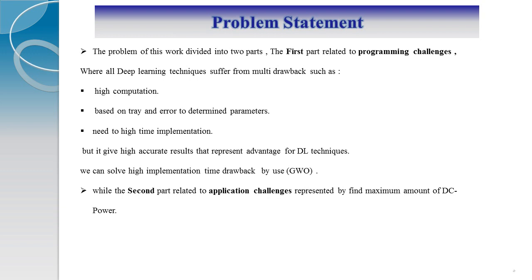Problem statements. The problem of this work is divided into two parts. The first part is related to the programming challenge, where all deep learning techniques suffer from multiple drawbacks, such as high computation based on trial and error to determine parameters and the need for high implementation time, but they give highly accurate results, which represent an advantage for deep learning techniques. We can solve the high implementation time drawback by using the Grey Wolf optimization algorithm, while the second part is related to the application challenge, represented by finding the maximum amount of DC power.